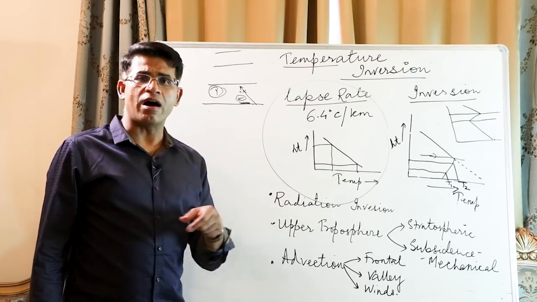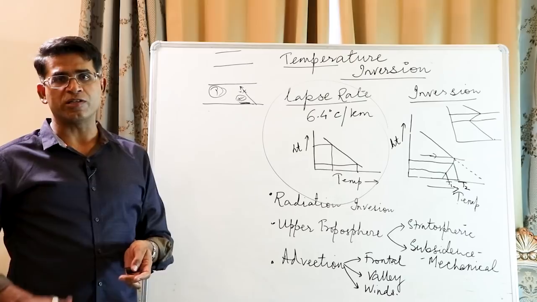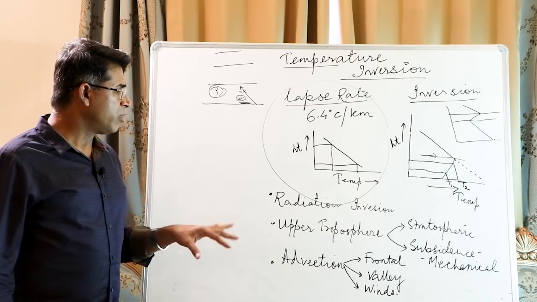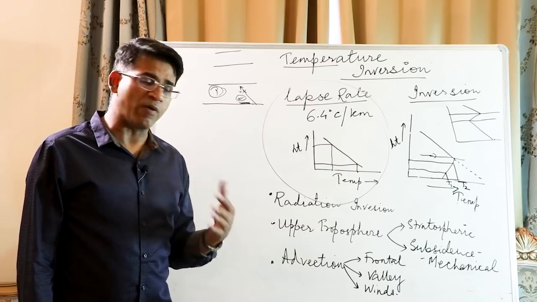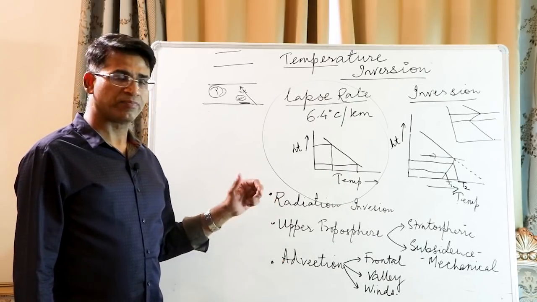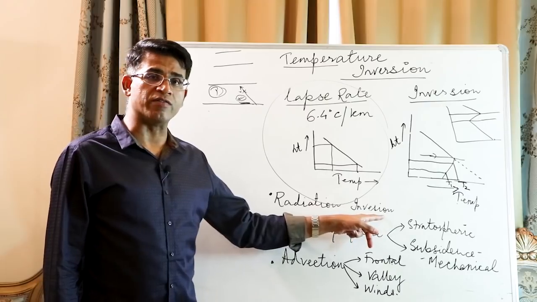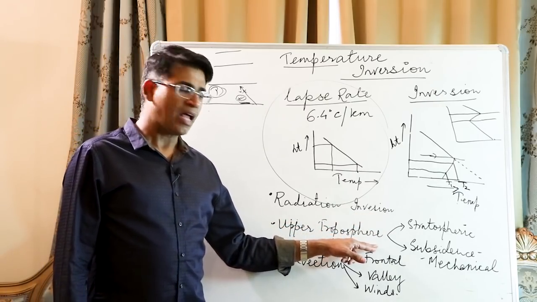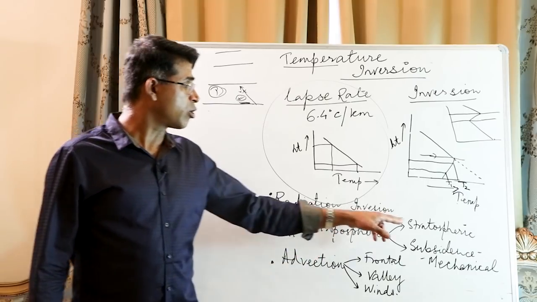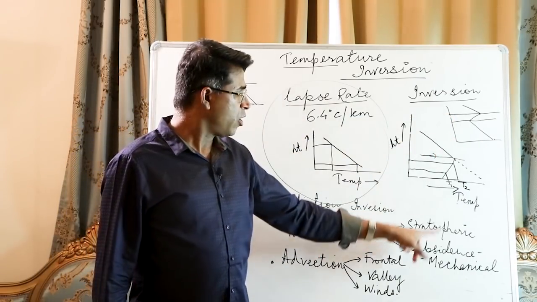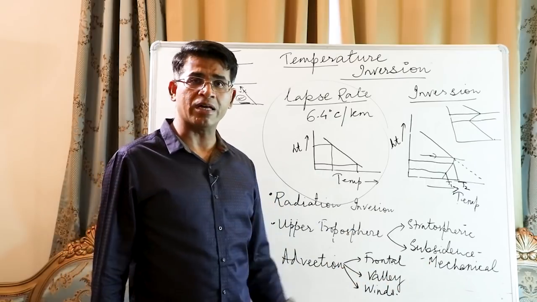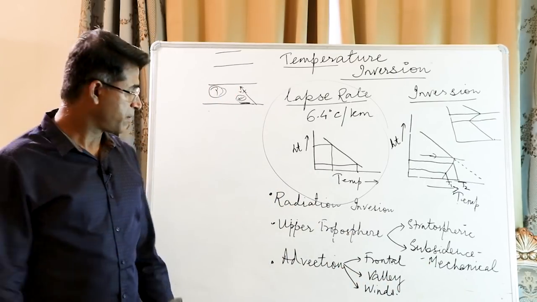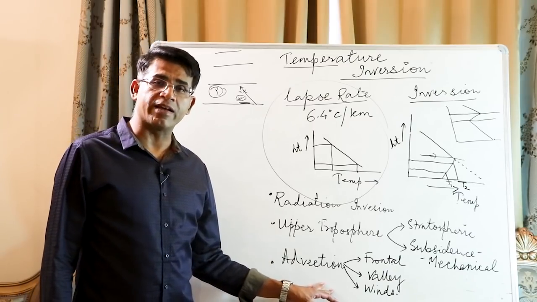Now, what are the types of inversions and why do we have them? Okay, that's an important discussion. Broadly, we can divide the types of inversions under three heads. One is the radiation inversion. Second is the upper troposphere inversion, which can be related to the stratosphere like I mentioned, or some other phenomena, also referred to as subsidence or mechanical inversion. And the third type is advection.